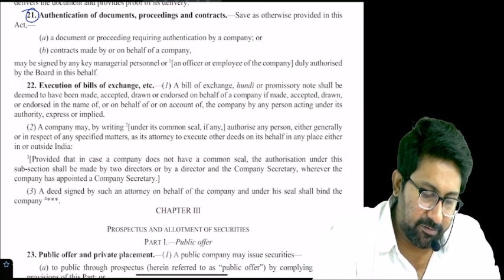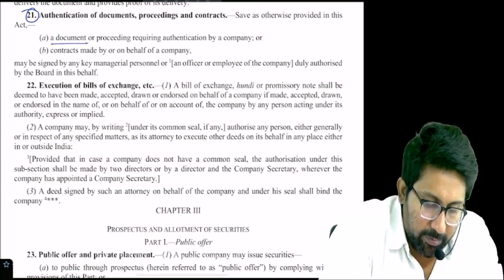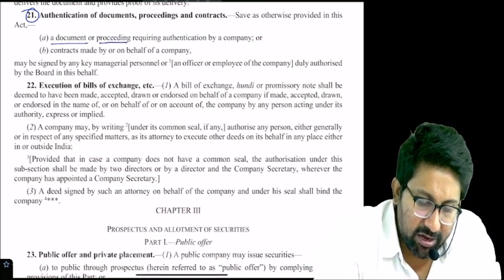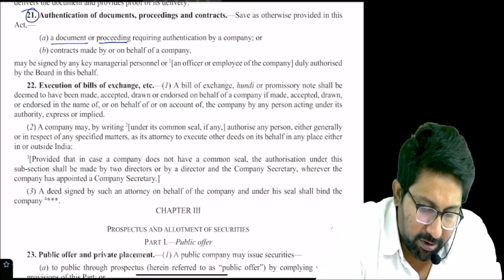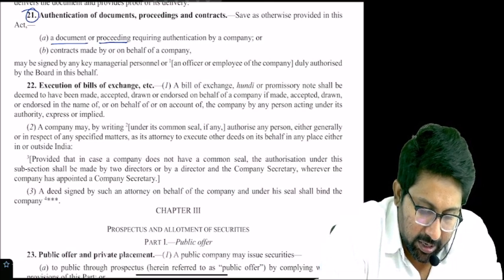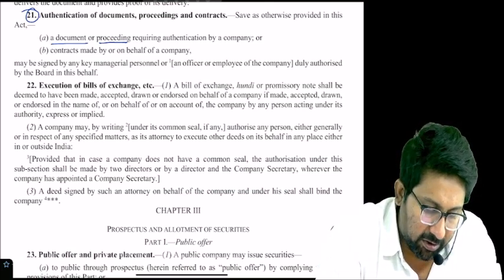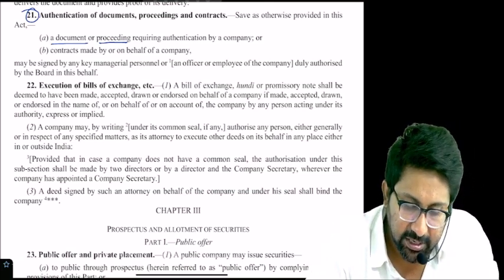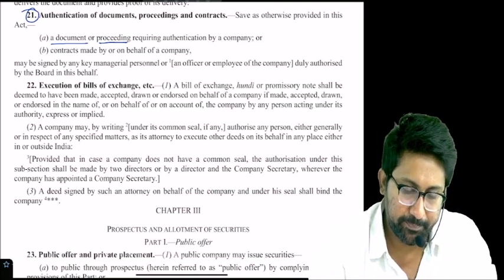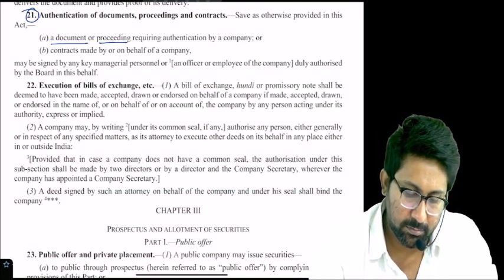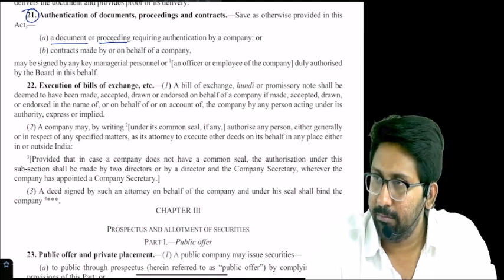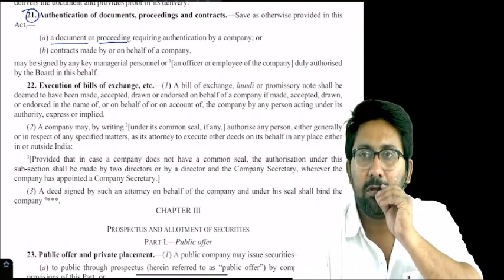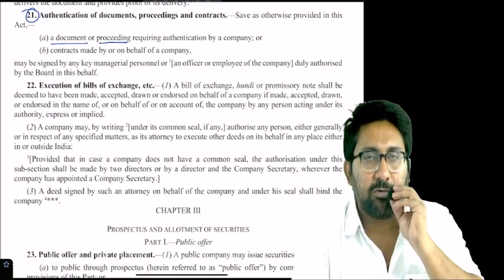Save as otherwise provided in this Act, a document or proceeding requiring authentication by a company or contracts made by or on behalf of a company may be signed by any KMP or officer or employee of the company duly authorized by the board in this behalf. Okay? Now listen carefully. What is this concept all about?